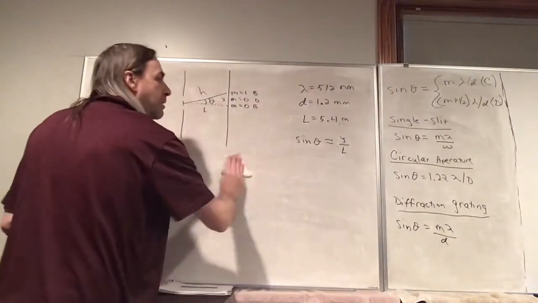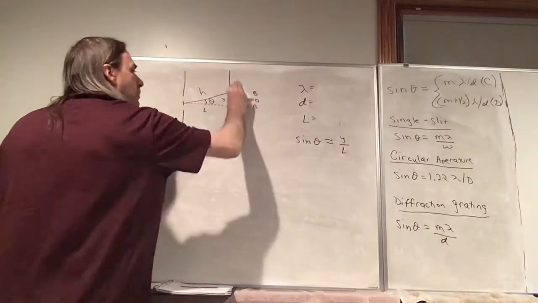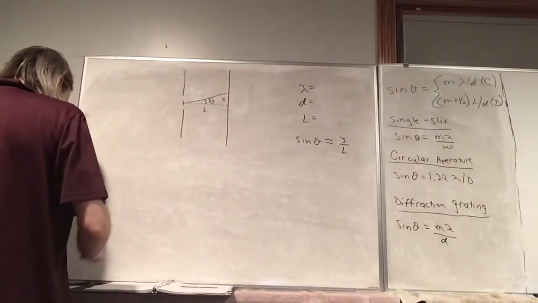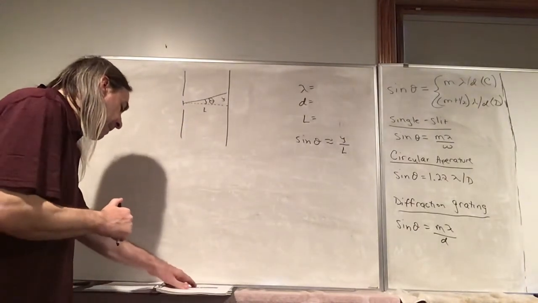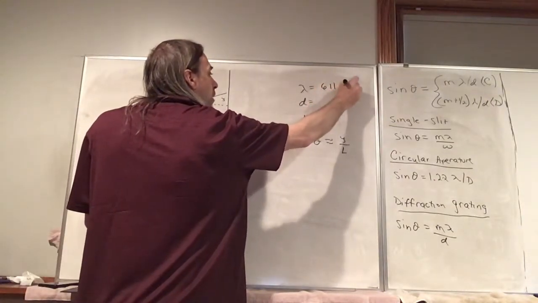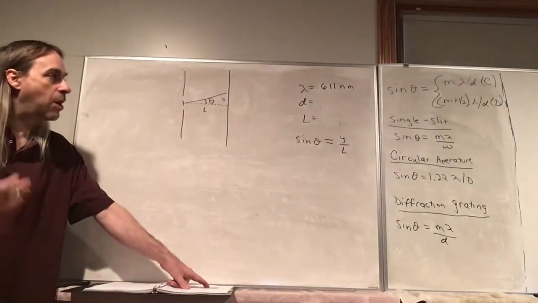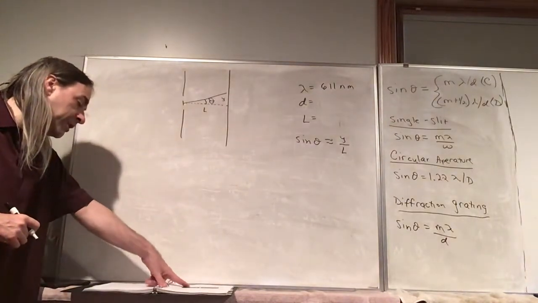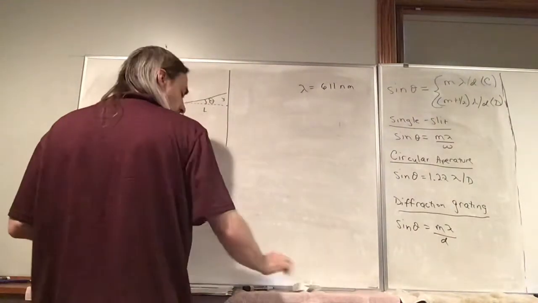We're still doing a double slit experiment. Let's read the problem. Okay, so a double slit is illuminated with monochromatic light, wavelength 611 nanometers. So again, monochromatic, mono meaning one, so it's just one color, one wavelength. M equals 0 and m equals 1 bright fringes are separated by 1.8 centimeters.